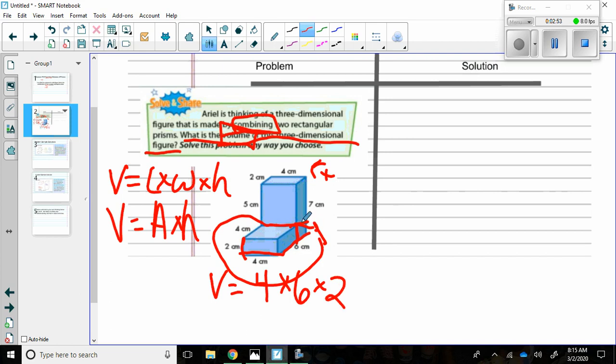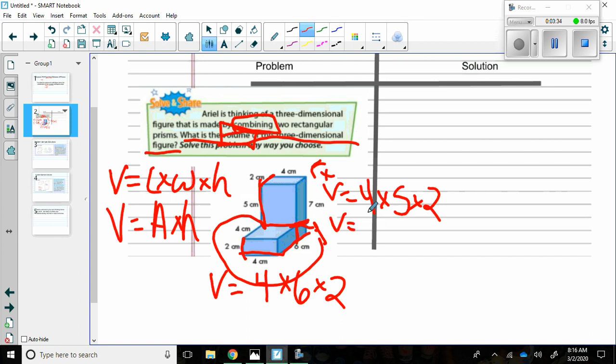Now the volume of this top box, and if you remember, I cut it right here, my length once again is going to be 4, my height is going to be 5, times the width, which is 2. So 4 by 2 by 5. And then the bottom is 4 by 6 by 2. Okay, so now we just have to find the volume for all of those.